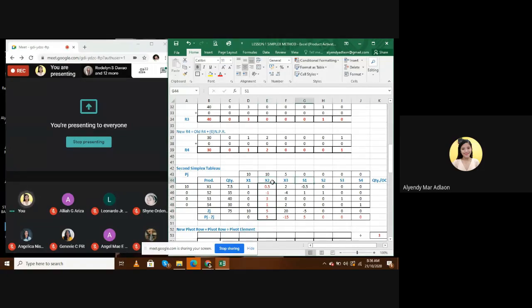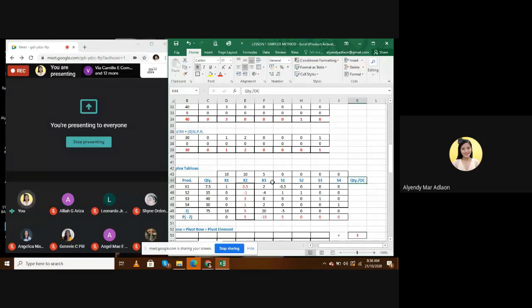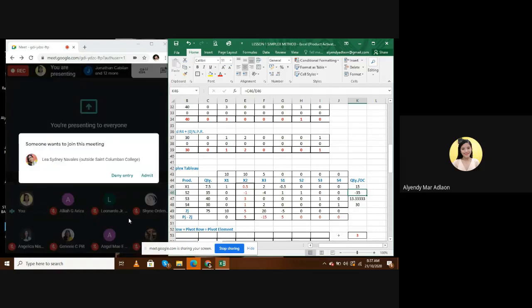Now to look for the pivot row, we will use this formula, quantity divided by the optimum column. So you have there quantity of 7.5 divided by 0.5. Okay? We have 35 quantity divided by optimum column, -1. You have 40 divided by optimum column, 3. And then you have 30 divided by optimum column, 1. Then our optimum column, what are we going to get is the least non-negative number or least positive number. So meaning, any negative number will be disregarded.